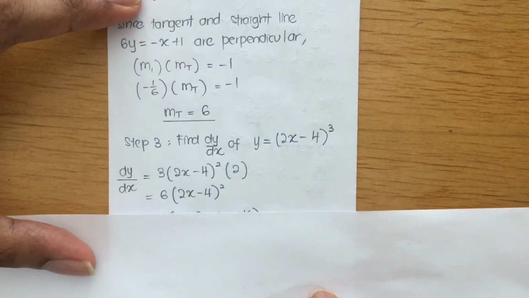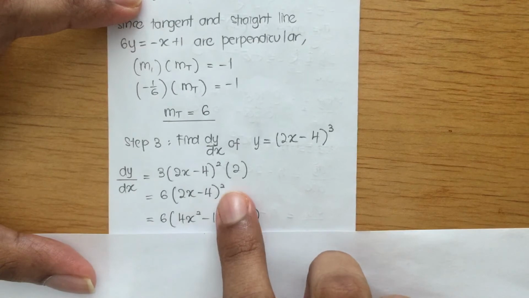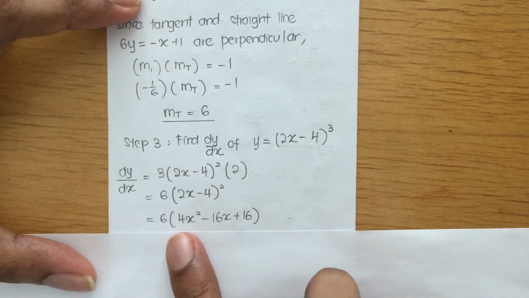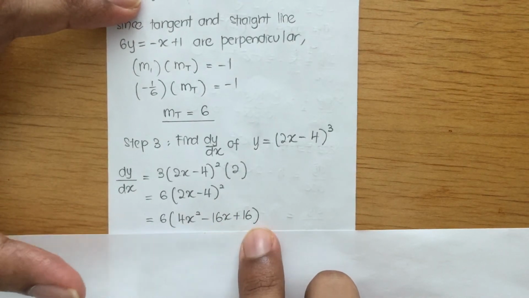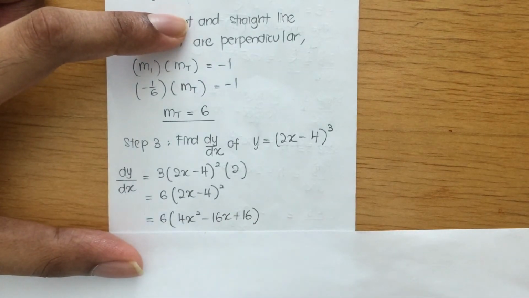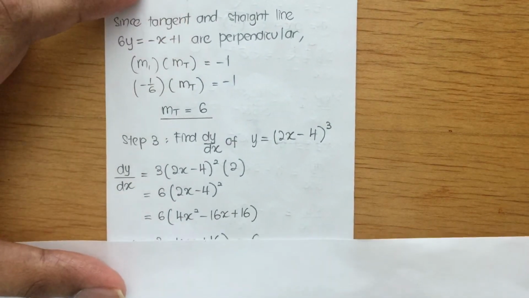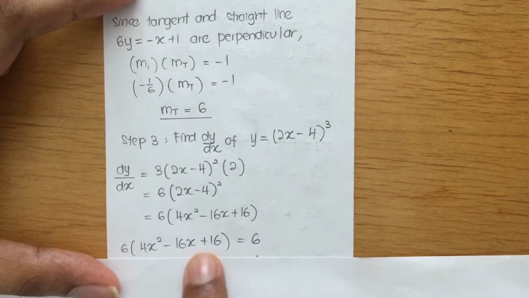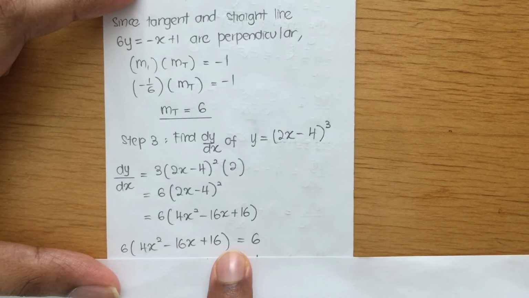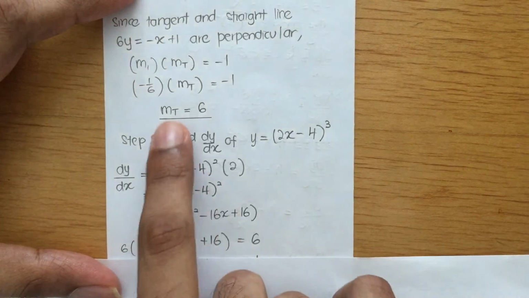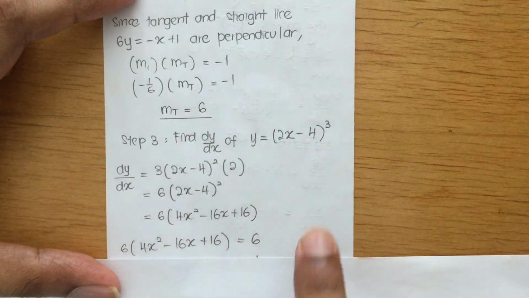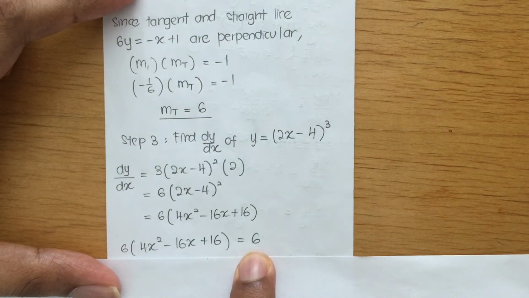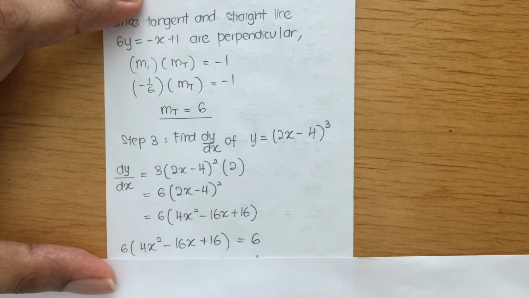Proceed to the next step. For (2x minus 4) squared, you expand the bracket. From here you get 4x squared minus 16x plus 16. So 6 in a bracket (4x squared minus 16x plus 16). We are now comparing with the gradient of the tangent value. Since you have already found just now that the gradient of the tangent equals 6, you are now equating with the gradient of the tangent value. Why guys? We need to find the coordinate values respectively.